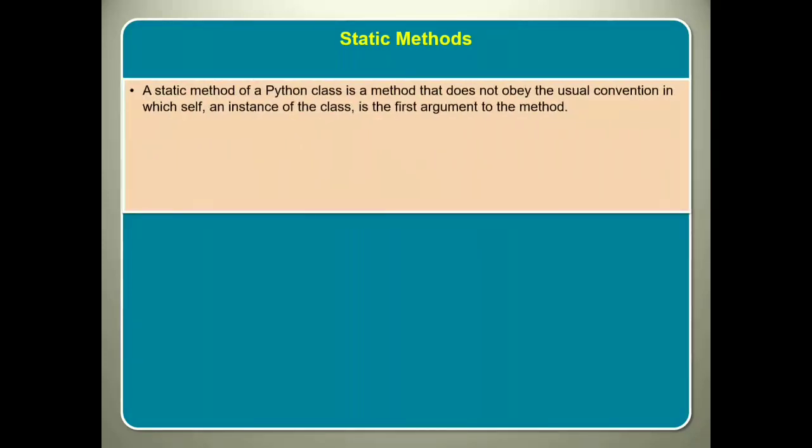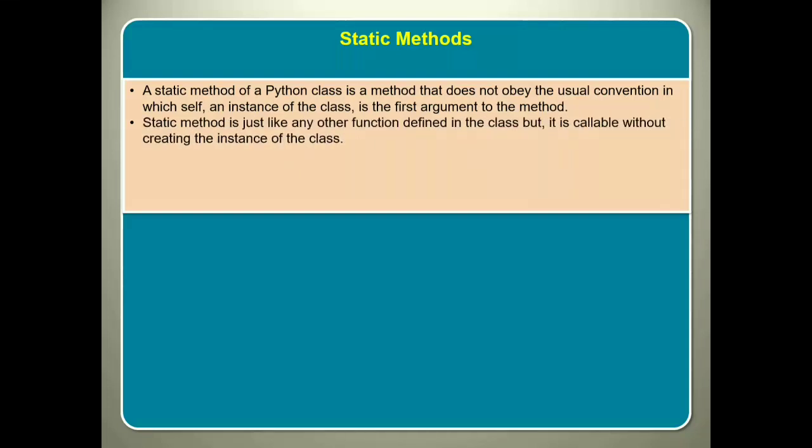Next, let us move ahead to learn about static methods. A static method of a Python class is a method that does not obey the usual convention in which self, an instance of the class, is the first argument to the method. A static method is just like any other function defined in the class, but it is callable without creating the instance of the class. Static methods belong to the class. However, they don't use the object self at all.